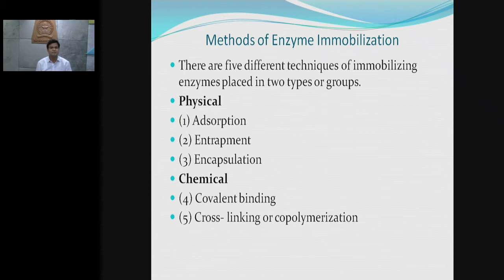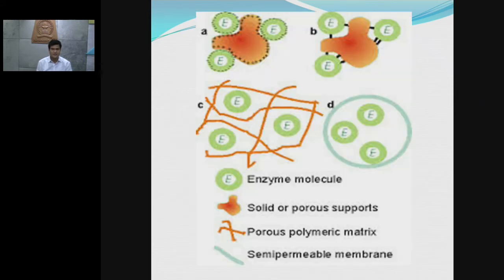Immobilizing enzymes are placed in 2 different groups: physical and chemical. In physical, adsorption, entrapment and encapsulation, and in chemical, covalent binding, cross-linking and co-polymerization. So this is the example we can see in this picture.